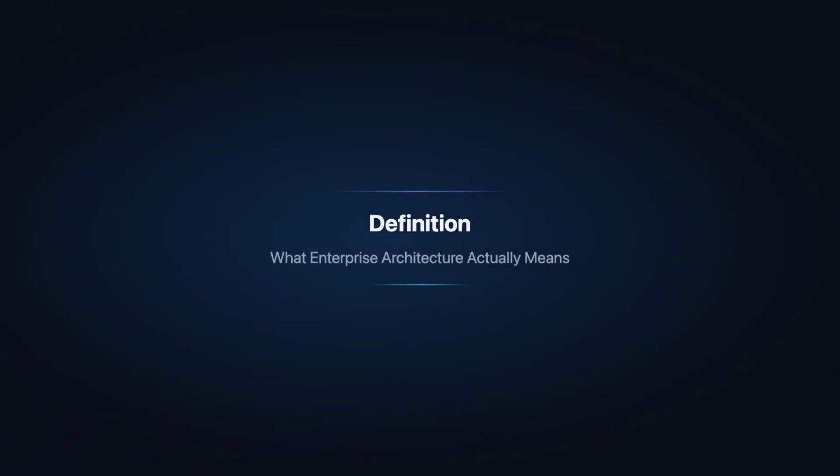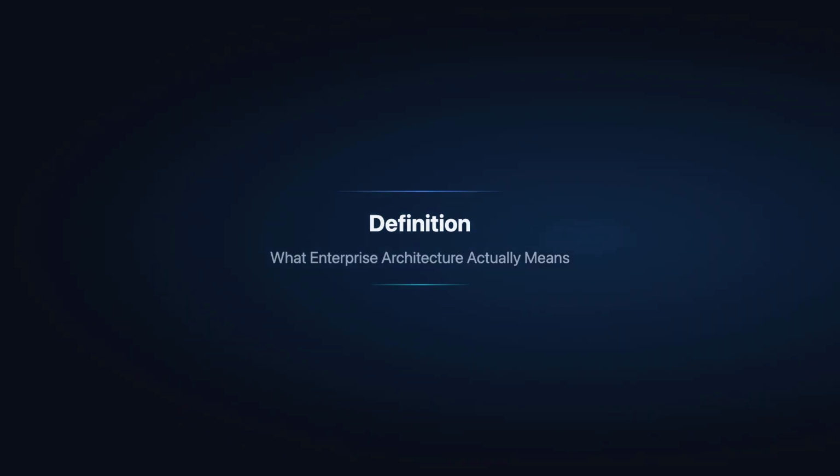Enterprise architecture is a practice that defines how an organization's strategy, processes, information, and technology work together as a coherent whole. Enterprise architecture spans four interconnected architecture domains that together form the enterprise blueprint.